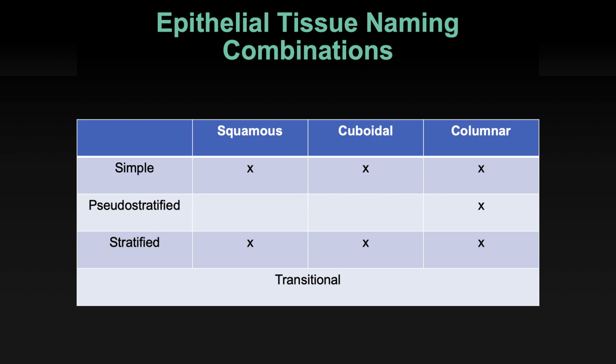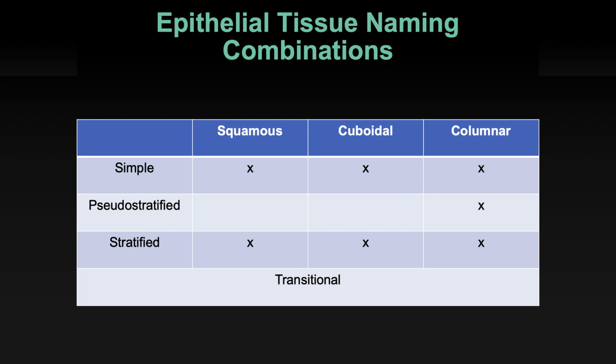It's really hard to tell if a cell is transitional from a microscope slide, from a 2D image frozen in time. You can't tell if they're transitional. So we don't often look at those in lab or during the exams. But the others you should be able to name no problem. So we're pretty comfortable with epithelium at this point.